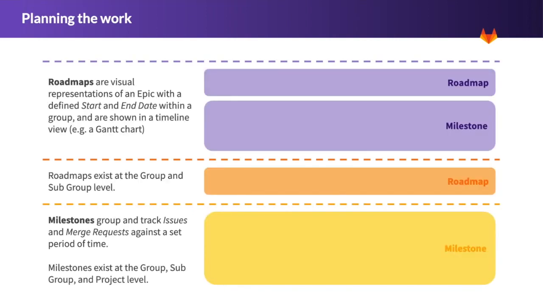Roadmaps are visual representations of an epic. They have a defined start and end date within a group and are shown in a timeline view, similar to a Gantt chart. The epic's roadmap page shows a visualization for all of the epics which are under a group and its subgroups.